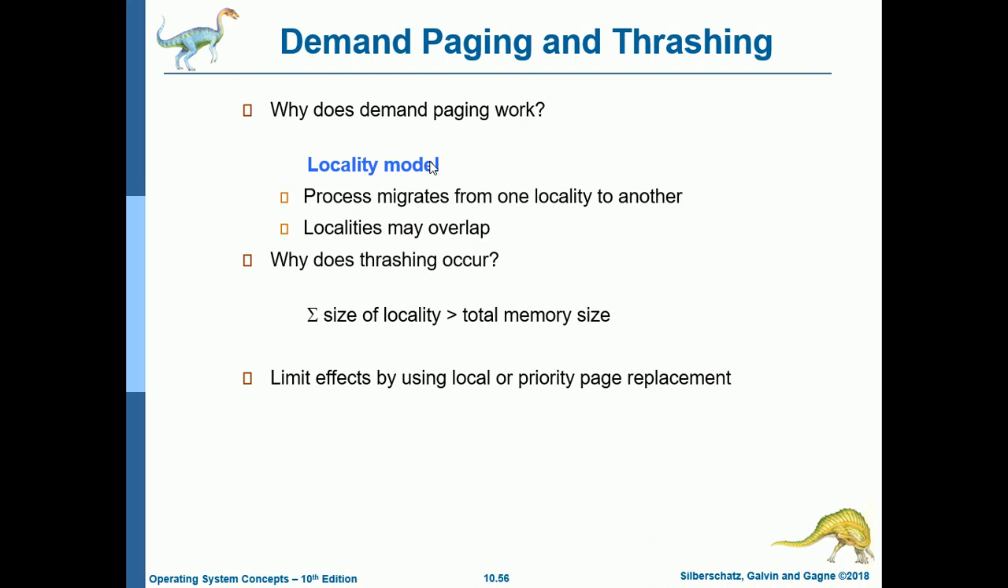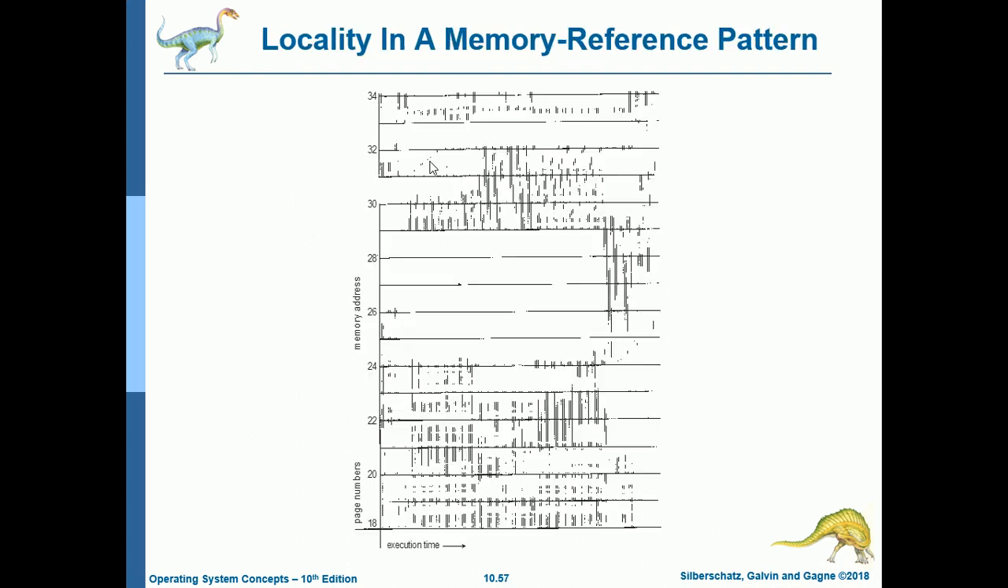We can limit the effects by using local or priority page replacement. So we have locality in a memory reference pattern. Locality of reference means that access to memory follows a pattern, not random. For example, if you use this memory here, then you're going to access memory that's adjacent to this place. That's why you get the idea of locality of reference.